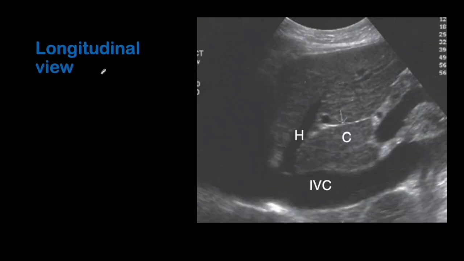This is the longitudinal view of the liver. This blood vessel here is inferior vena cava. The liver lobe that lies just anterior to the inferior vena cava is the caudate lobe. And this is the hepatic vein. Hepatic vein drains into inferior vena cava.